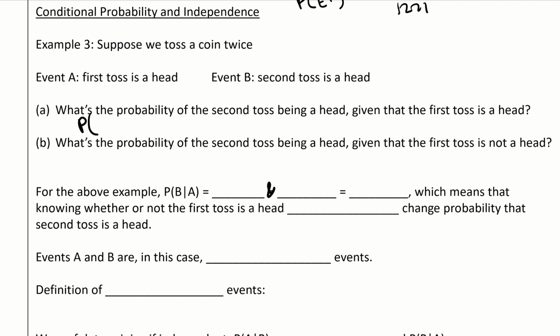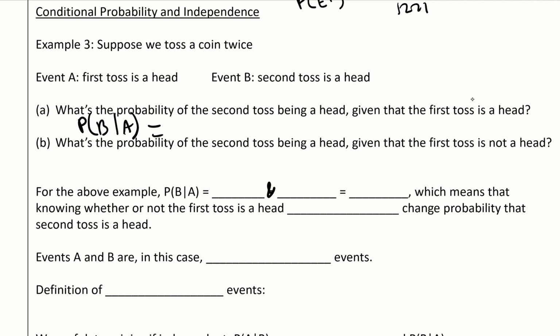So the probability that the second toss is a head, given that the first toss is a head. Okay, so probability of B given A.